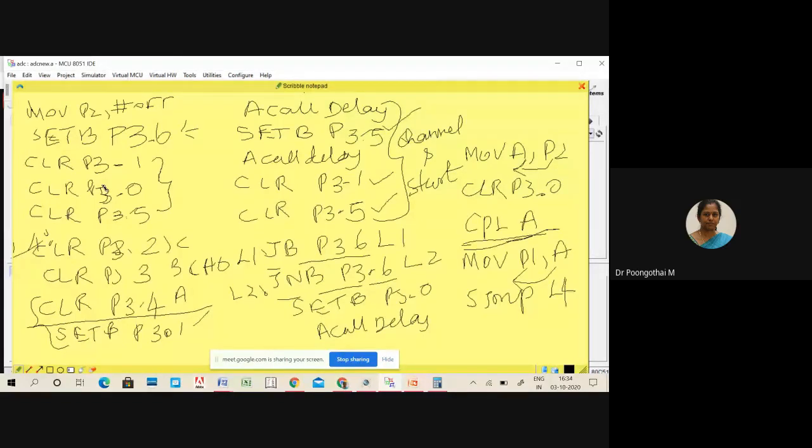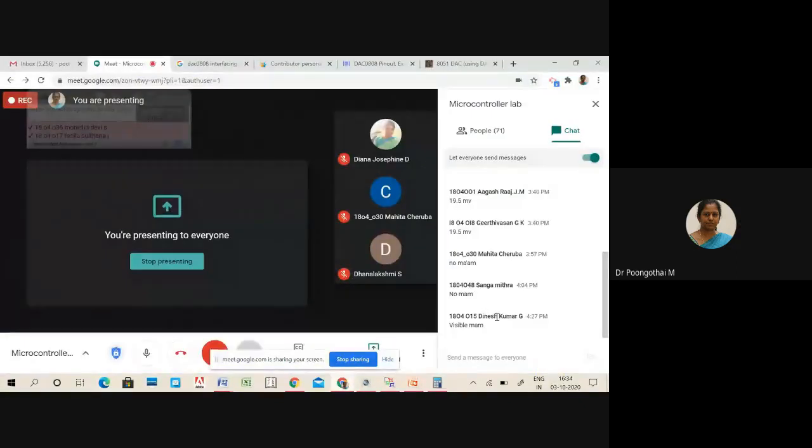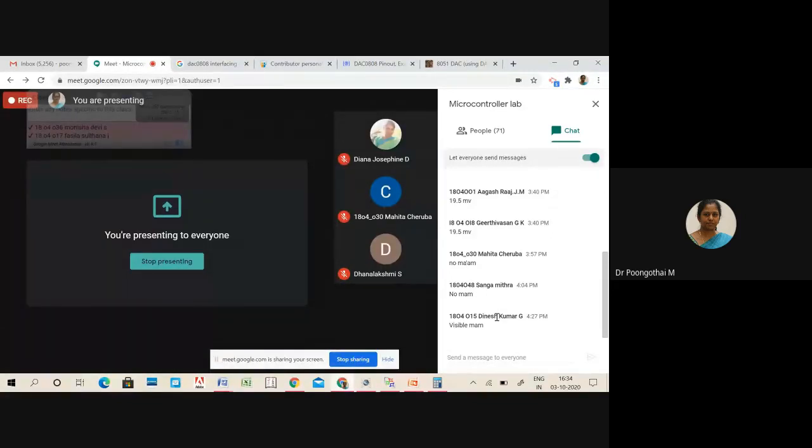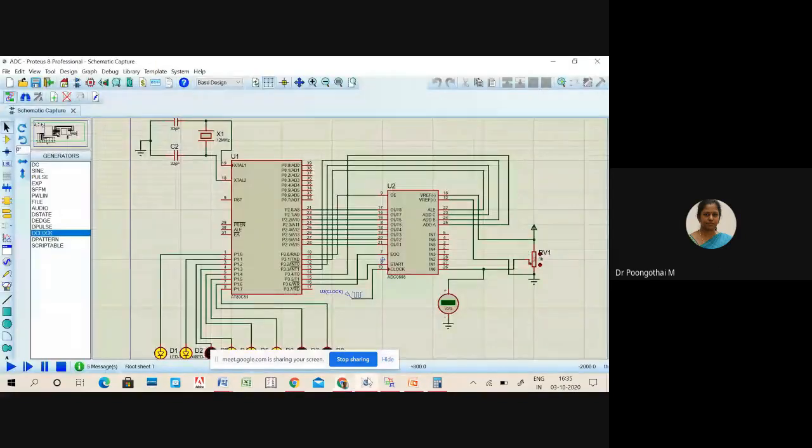Any doubts regarding this? Students, any doubts? Please respond. Ma'am, yes, and why are we complementing A, ma'am? That one, actually, your output pins here, please look at the circuit diagram. So these pins are active low pins. So with active low pins, 0 becomes 1 and 1 becomes 0.